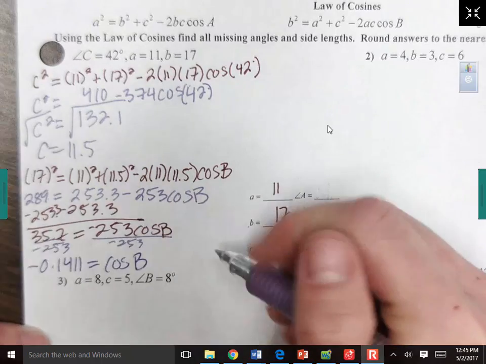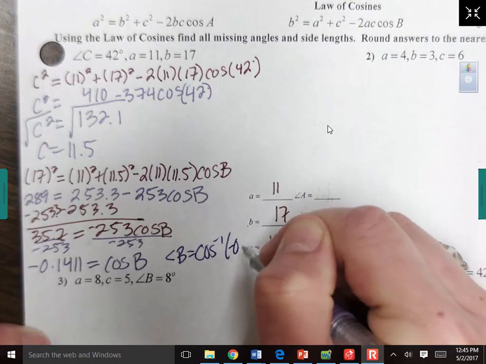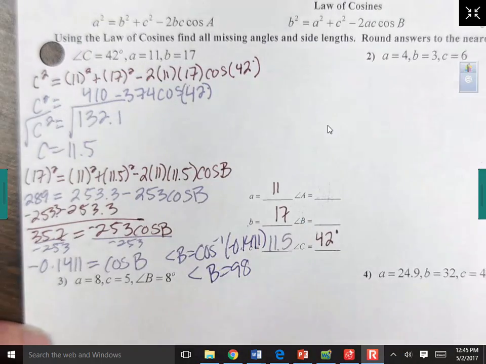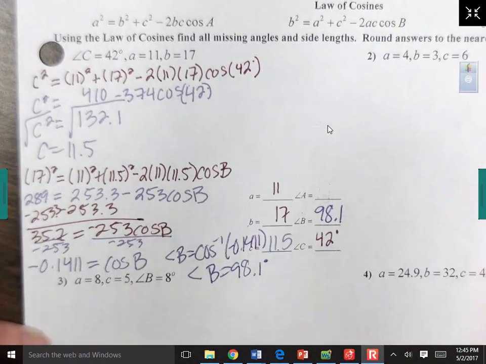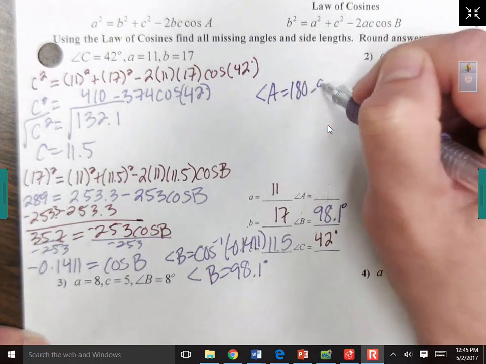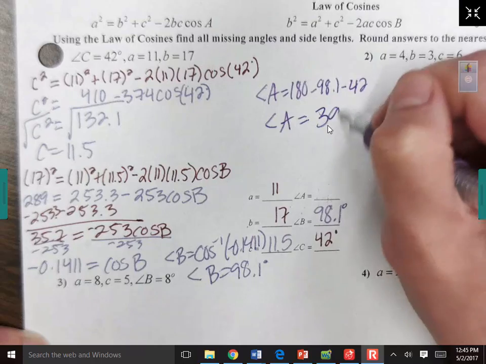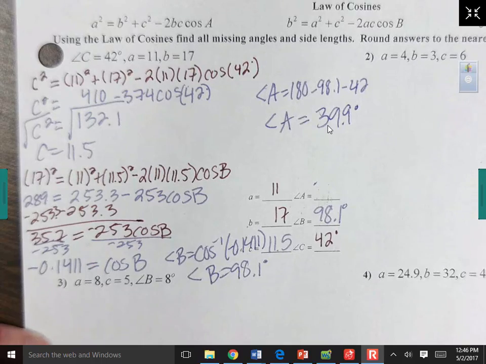Okay, so then we have to do the inverse of both sides. So angle B is equal to the cosine inverse of this negative 0.1411. And that gives us angle B is equal to 98 degrees. Is that what you got? 98.1. Okay, so if angle B is 98.1 degrees, then what is angle A? We just subtract, right? 180 minus 98.1 minus 42. What is it? 39.9 degrees. Is that what you got? Yes? Okay.